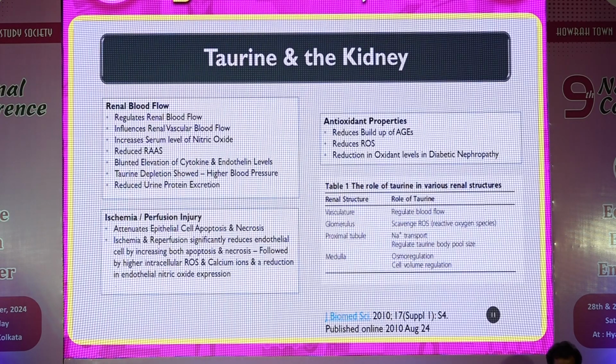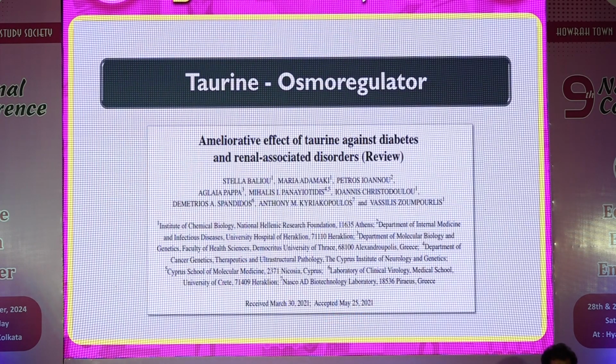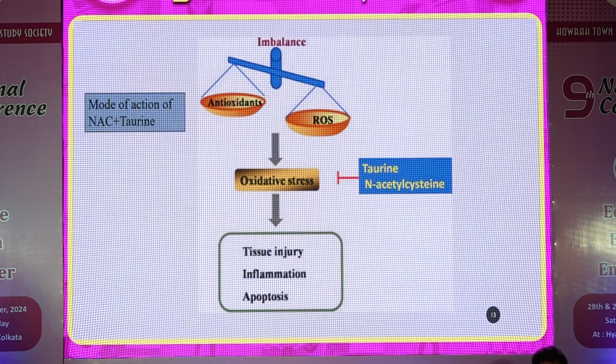Possibly taurine in the vasculature increases the vascular blood flow. In the glomerulus, it causes scavenging of reactive oxygen species. In the tubules, it improves the sodium transporter. It reduces the osmotic-related injury to the interstitium. There was also a study in which the mechanism has been reported of how taurine works on the osmoregulatory mechanism in chronic kidney disease.